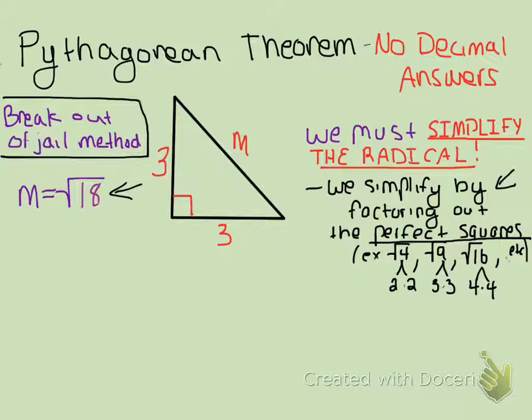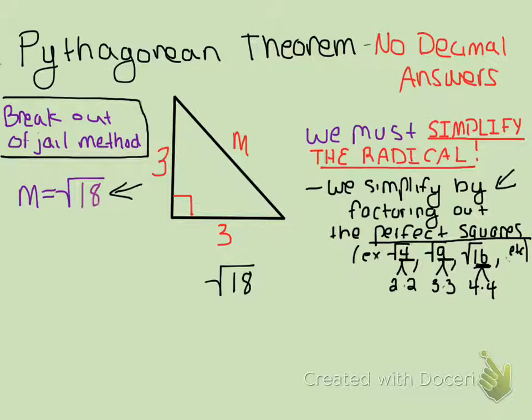So I'm going to show you two methods. The first one is going to show you how we factor out those perfect squares. The second one is going to be the one that you're going to use more than anything. So, square root of 18. Think of two numbers that multiply to give you 18, and one of them has to be a perfect square, like 4, 9, 16, or something else.